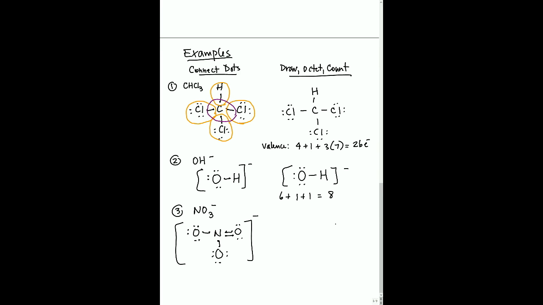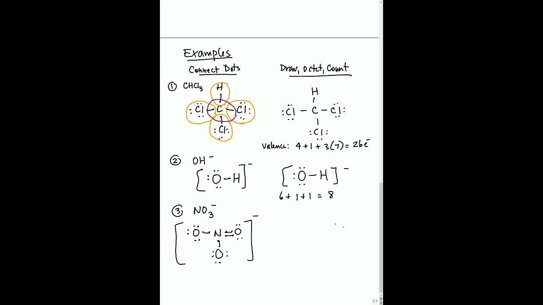Oxygen on the left has 1 bond and 3 pairs. Same with oxygen on the bottom. The one on the right has 2 bonds and 2 pairs. The nitrogen has 4 bonds. So this satisfies the octet rule, and in fact it resonates. It doesn't matter which oxygen you put the double bond on.